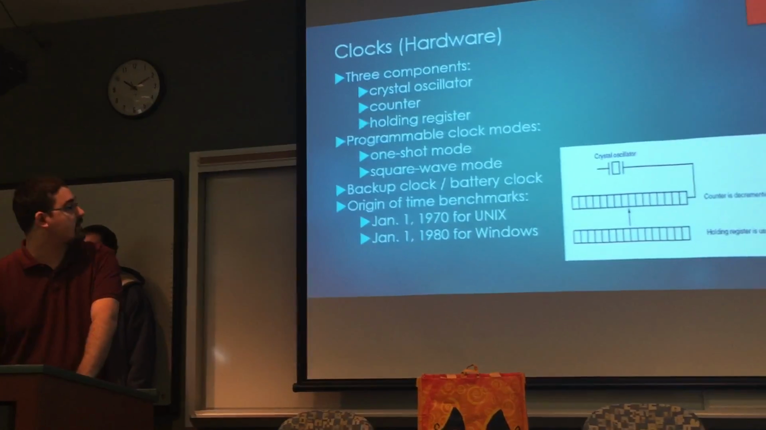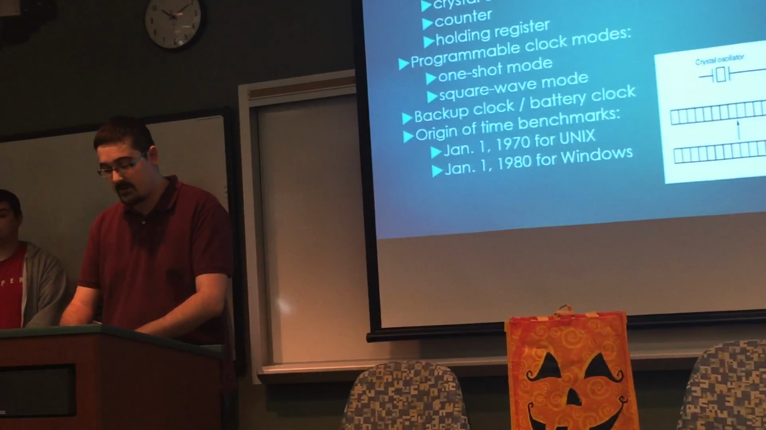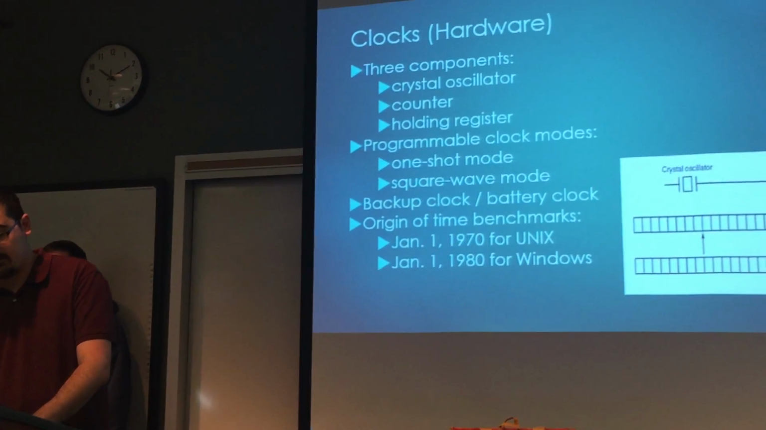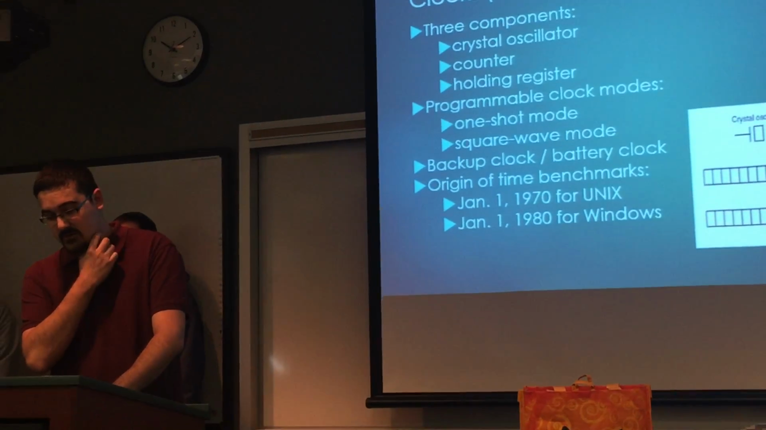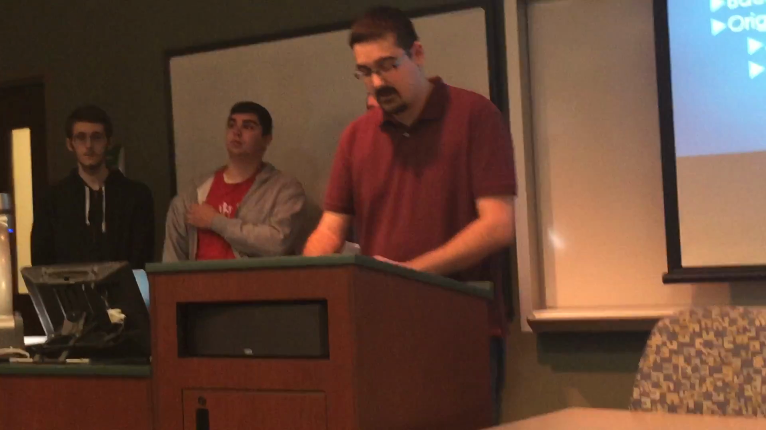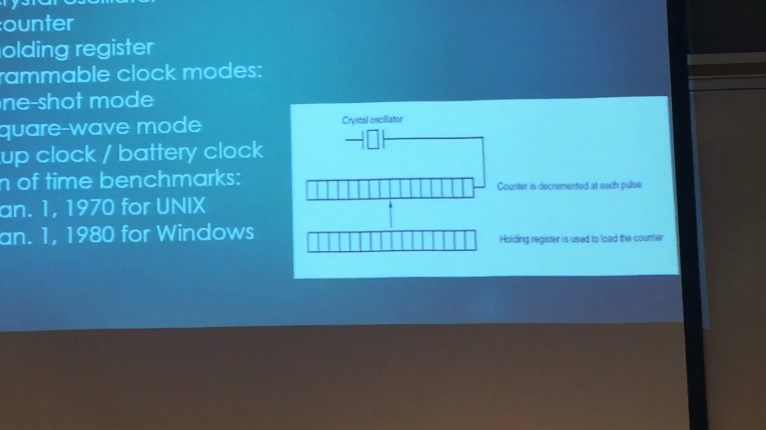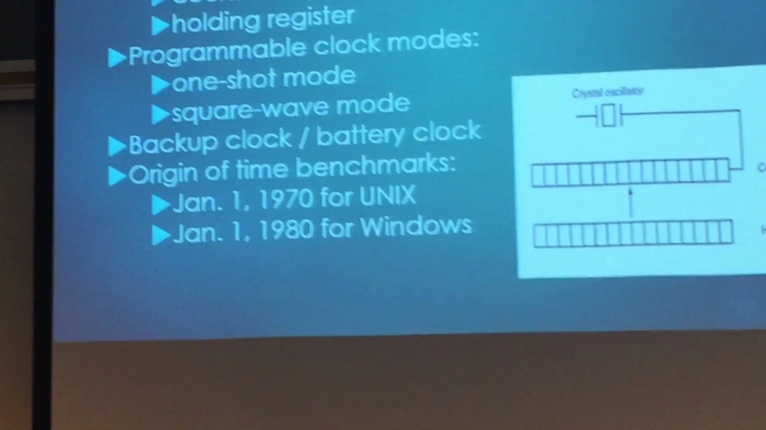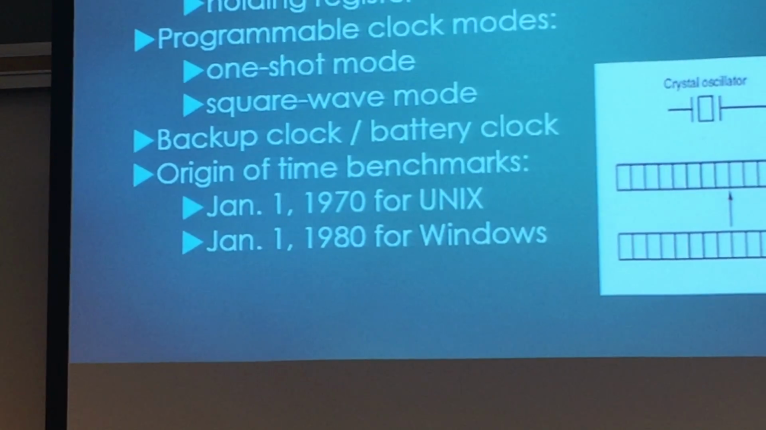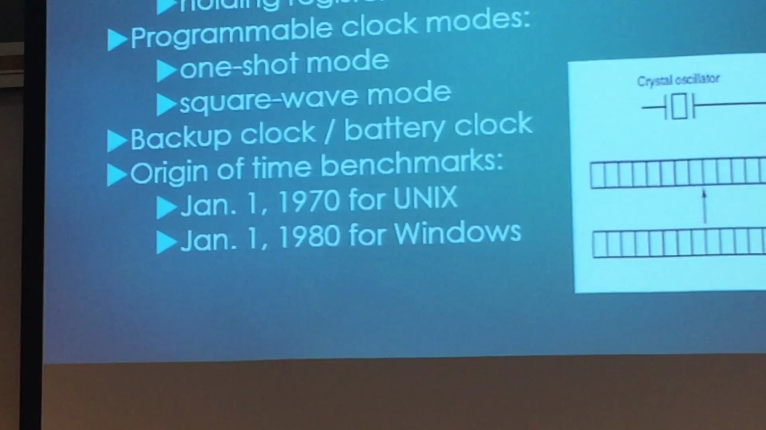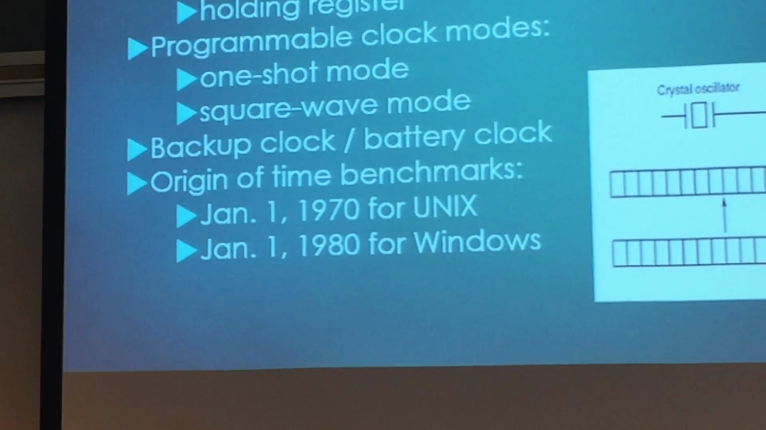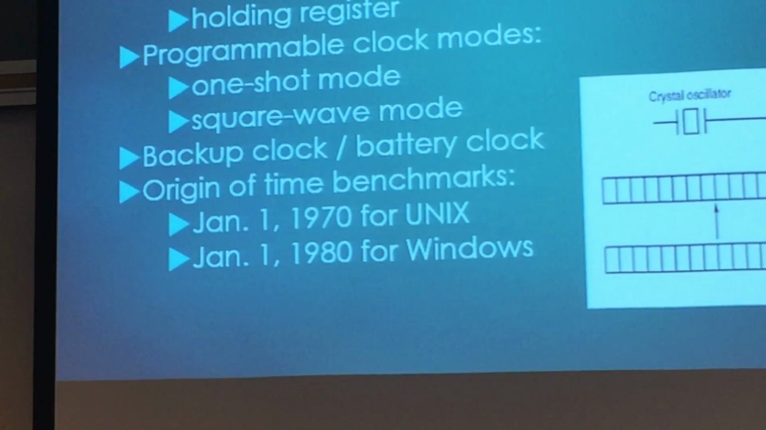So most systems are going to have a backup battery that prevents the clock from losing the current time. And the current time is kept track of with benchmarks. The number of clock ticks increment from the benchmark moments. So for Unix, you have January 1st, 1970. And for Windows, you have same day and month in 1980. And then that number is converted to real time.